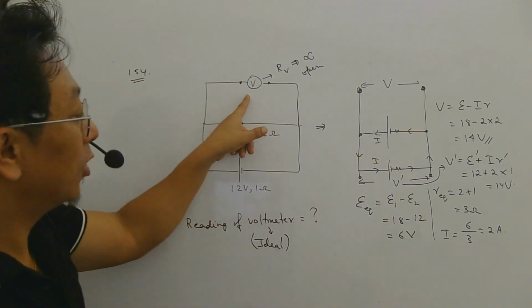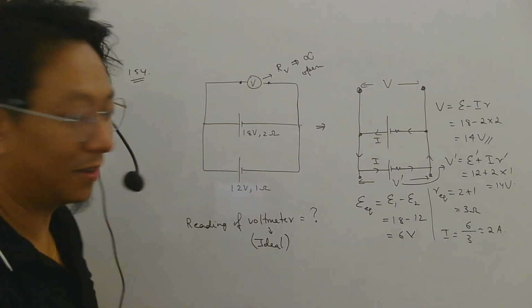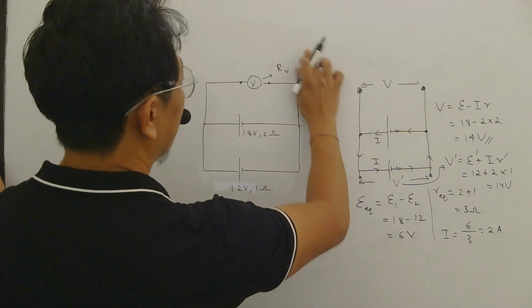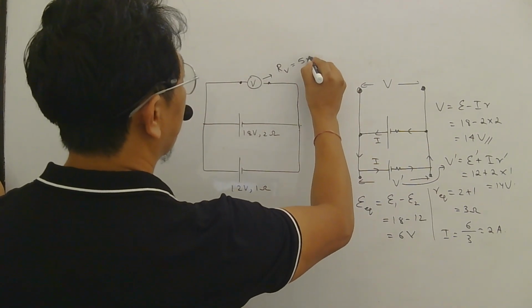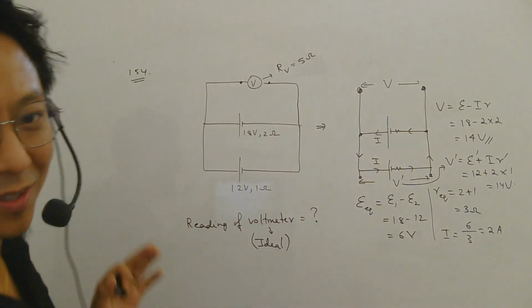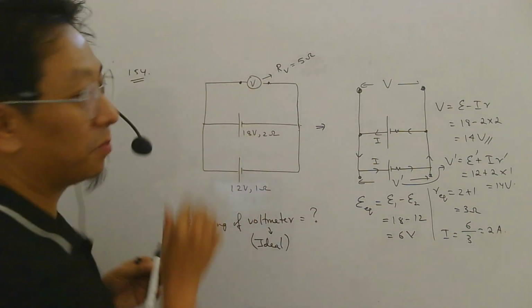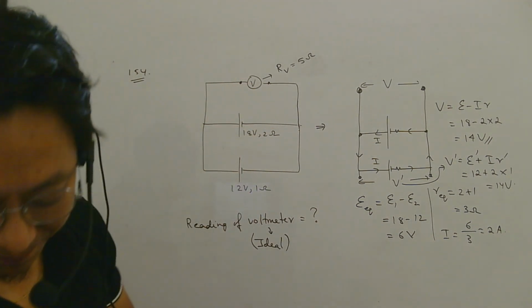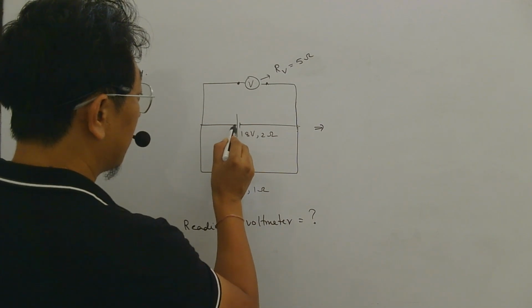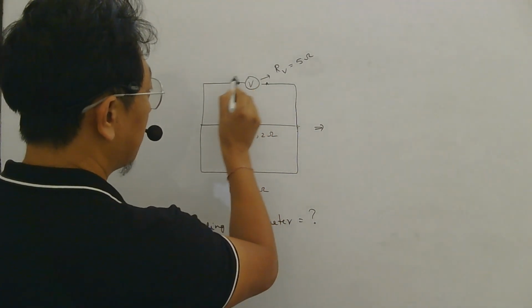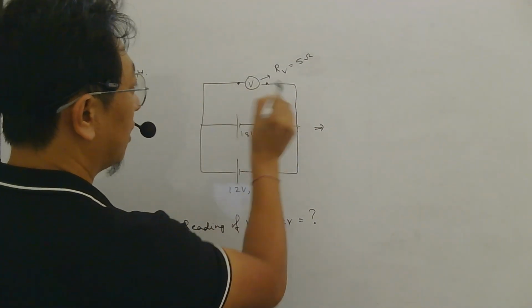Now let's say this voltmeter was not ideal. Let's say the resistance of the voltmeter is given to be, let's take it 5 ohm. Okay, just a separate question. Then what will be the reading of the voltmeter? Let us try to see. So now you cannot say current coming here will not go there, because now this has a finite resistance, so some current will go there also.